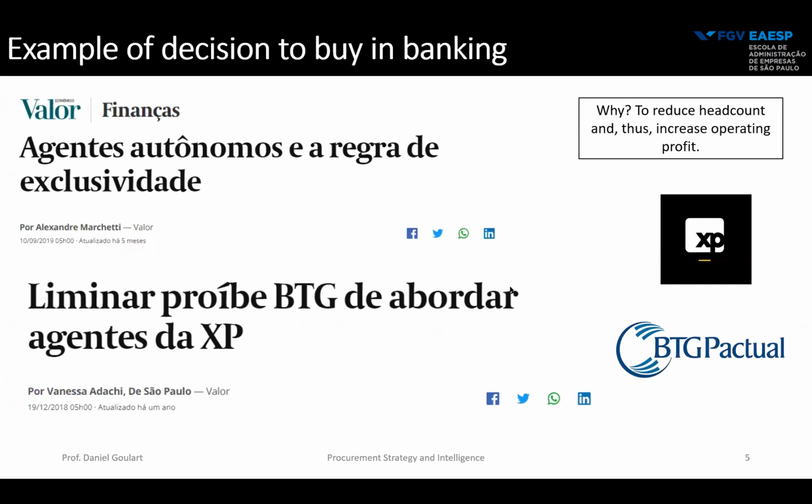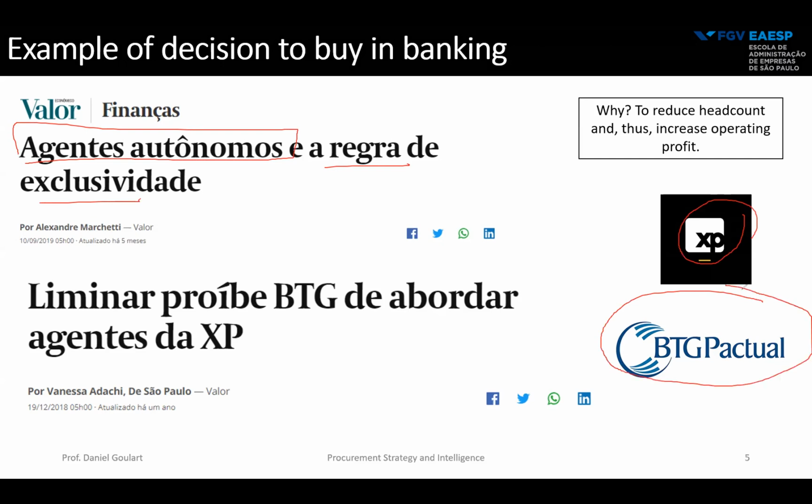Here are some examples that I would like to point out related to the decision of buying or making. Current examples that are happening or happened just recently in our market in Brazil. Let's start with this example that is displayed on your screen: agentes autônomos and the rule of exclusivity. Probably some of you heard about the fight between XP and BTG.